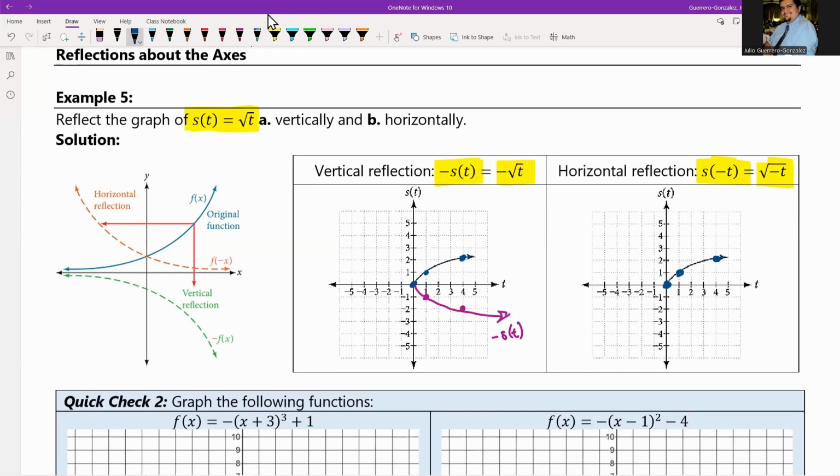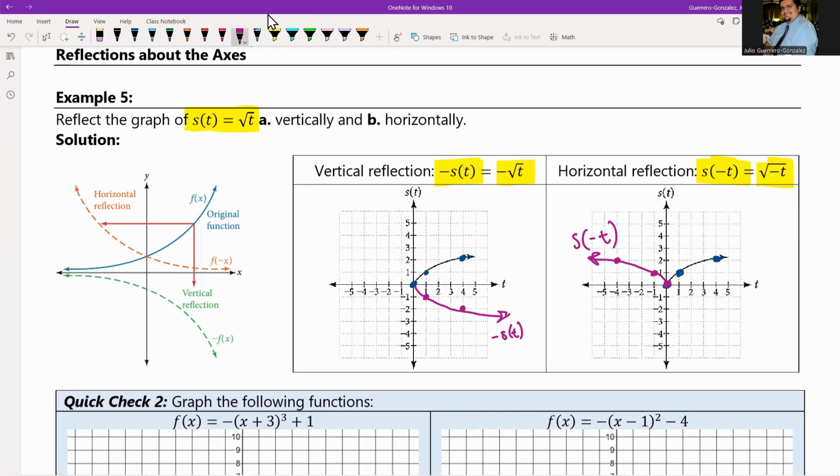And what's going to happen is a horizontal reflection about the y-axis. So instead of that, this point gets to stay, but this one moves here, this one moves to here, and we have our new graph. Boom. There we are. Okay, so this is s of -t.